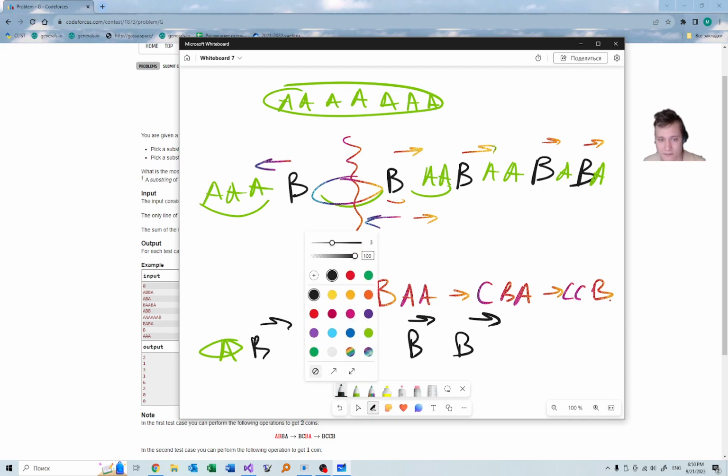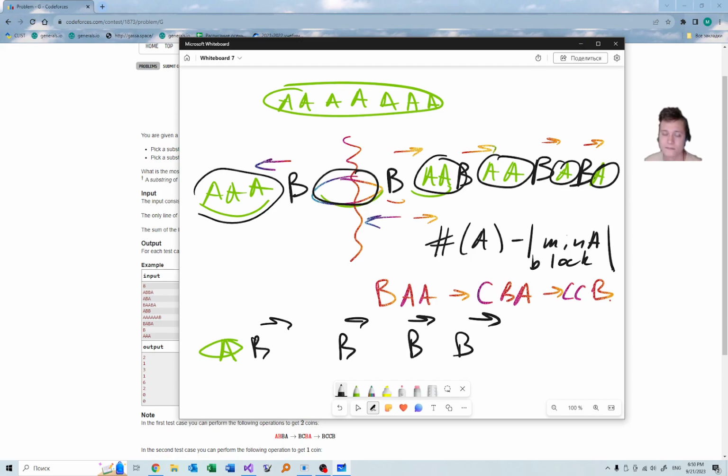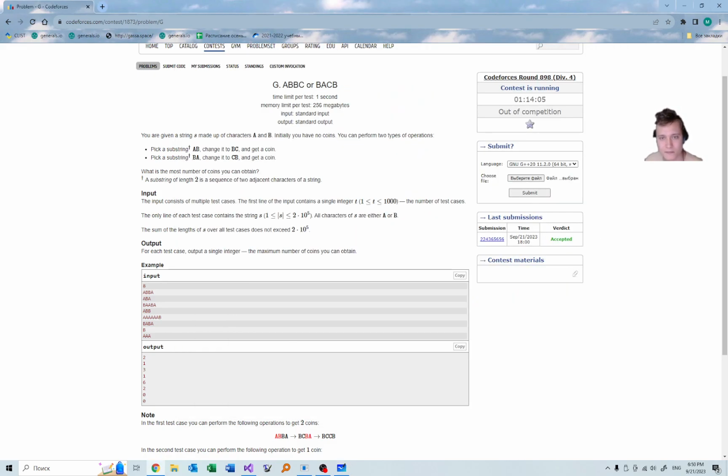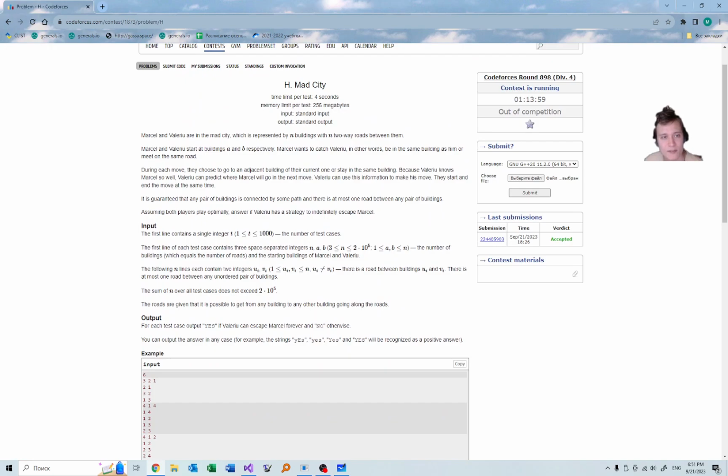So again, the same idea as in the second problem, I believe. If you have several numbers and you need to maximize the sum of all except one, then this exceptional number should be minimum. So what you do is you look at all blocks, find the minimum block of A's, and return number of A's minus length of minimum A block. This can be done just in linear time with a cycle. Not a very huge implementation. Fast. And the last problem is MATCT.